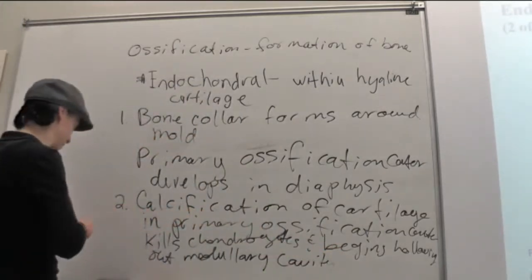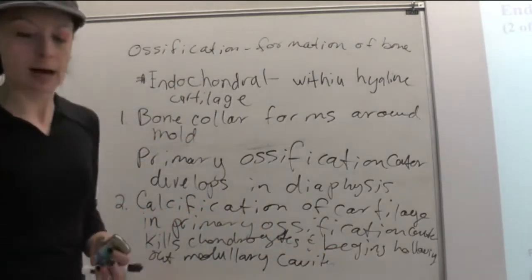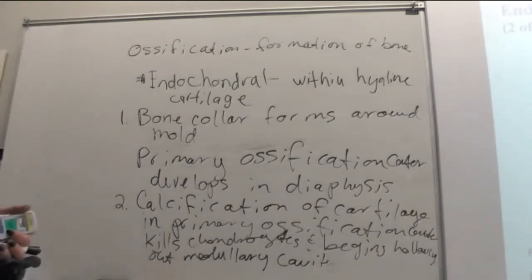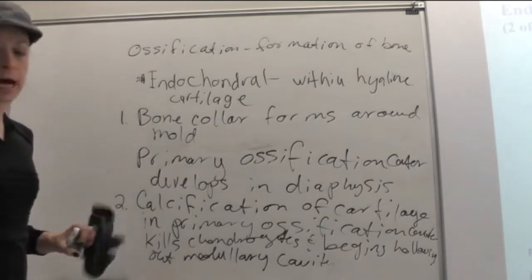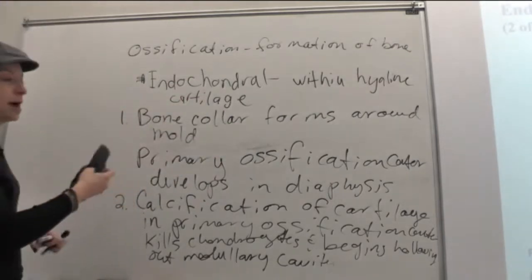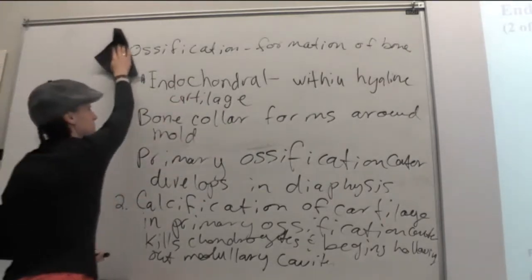So for our second step, we'll start accumulating high amounts of calcium. Chondrocytes don't like to live in hypercalcemic environments, so they'll die off. And we'll start hollowing out that medullary cavity. I'm not doing anything with the lower part.